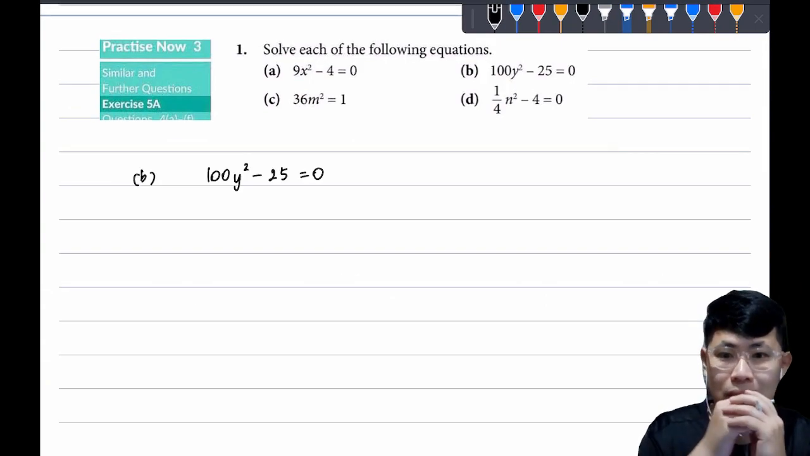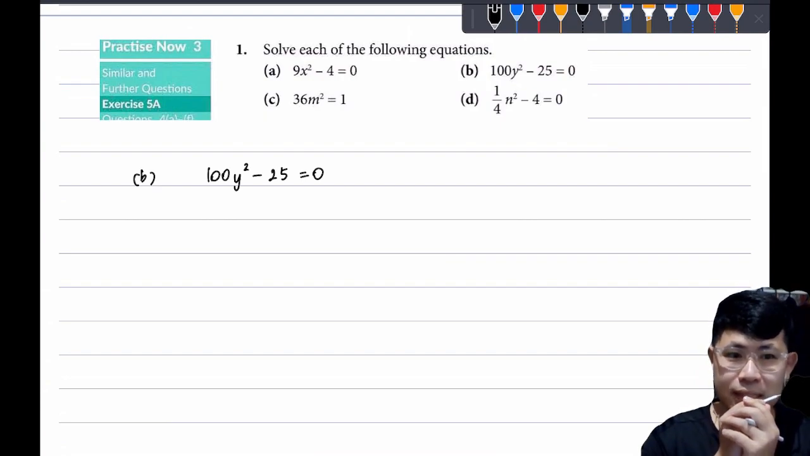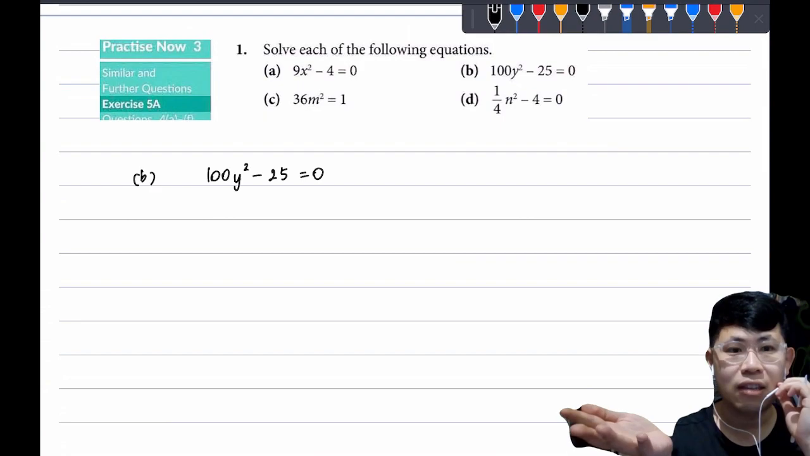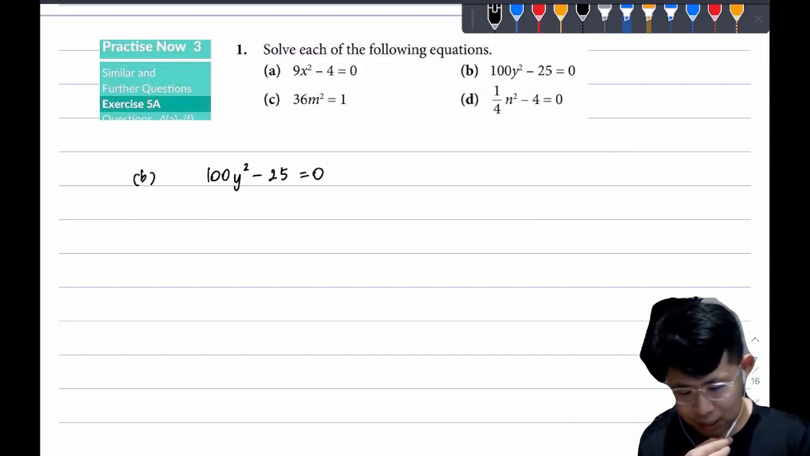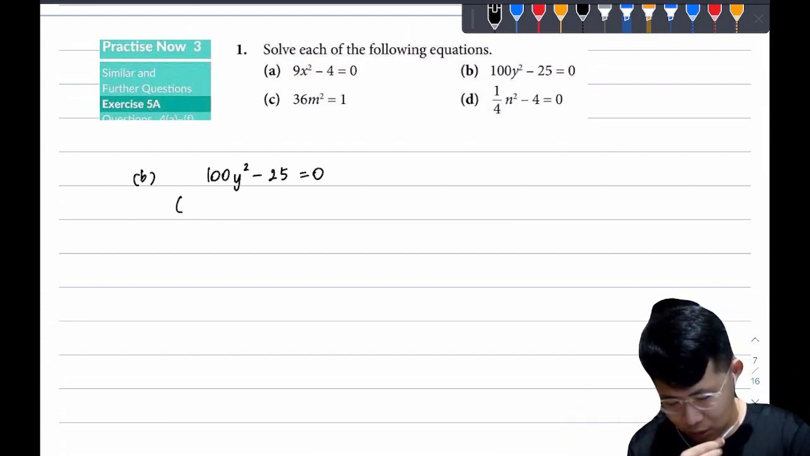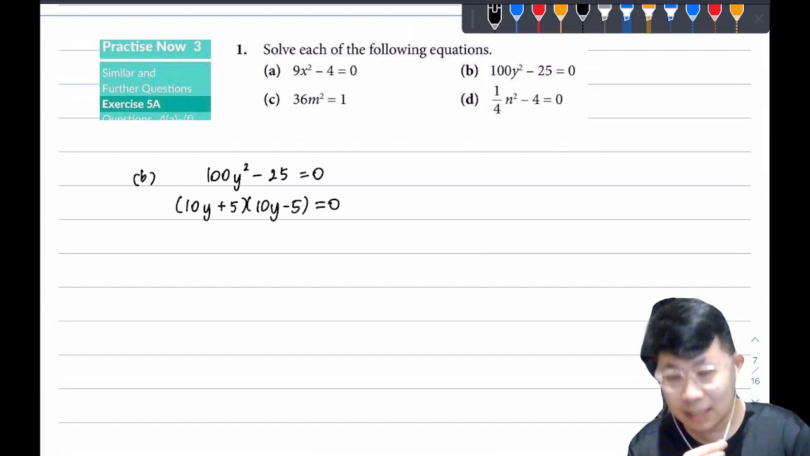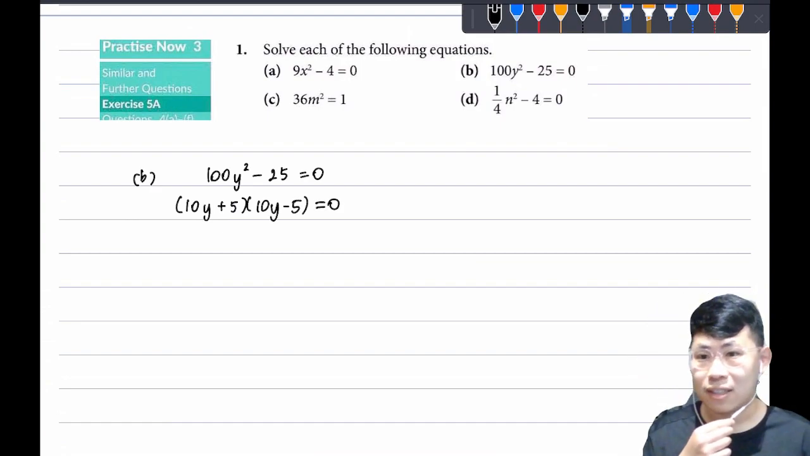Okay, so for b, same thing. B is the same thing. We have only one single y term, but you can also observe that this is a difference of two squares, correct? So this is a square minus b square. So this would be a plus b, a minus b, if you can recognize this. Otherwise, you can draw the box to factorize.